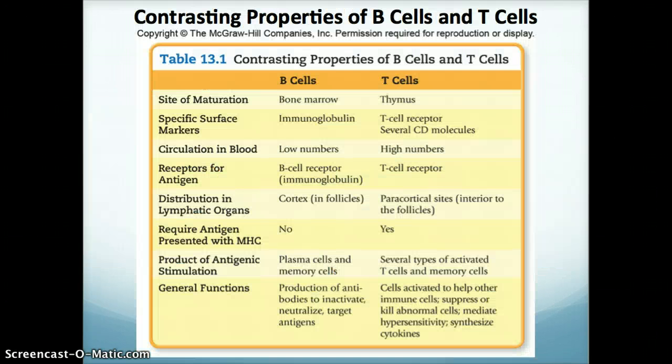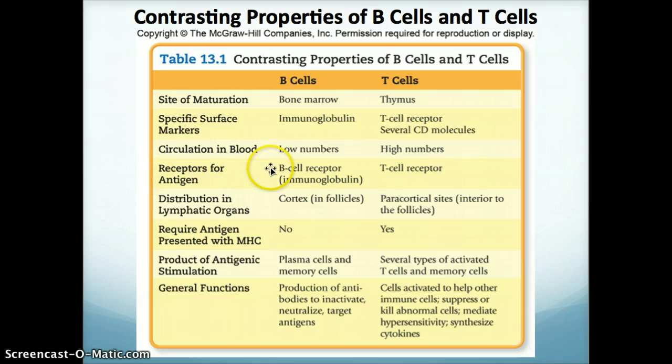And when we talk about B and T cells, it's always good to know some of the differences between the two. So we already know the site of maturation. B cells mature in the bone marrow, T cells in the thymus. And then specific surface markers, things that are markers for these cells. You have immunoglobulin, which we'll talk about a little bit more when I go into B cells. And we have the T cell receptor, and there's several of those CD molecules that I just went over. And then how are they found in the blood, in circulation?